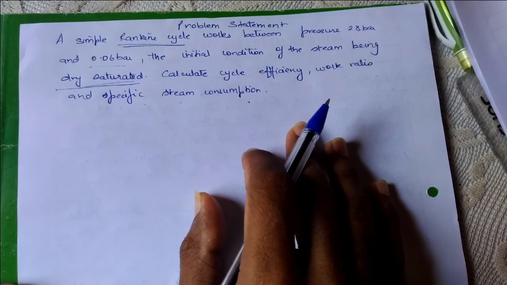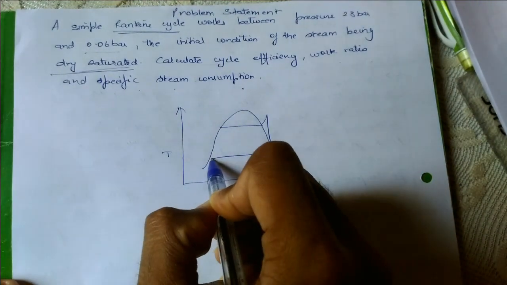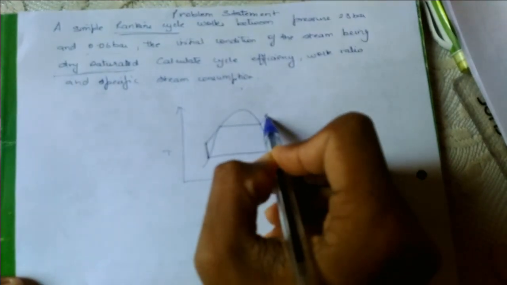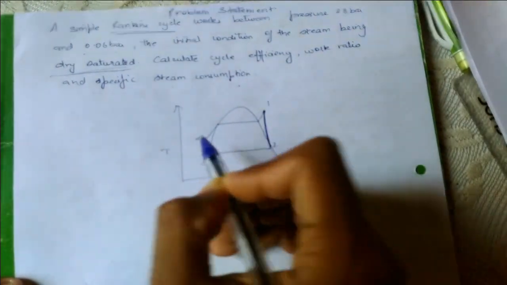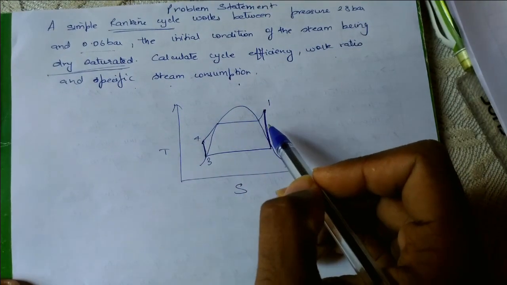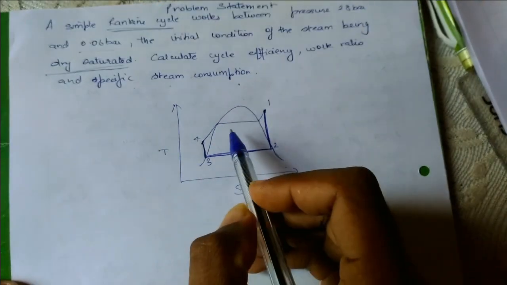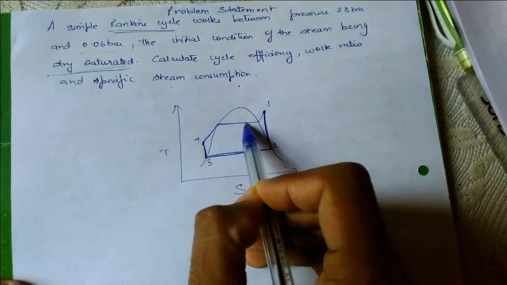So let us revise that our Rankine cycle normally looks something like this. Okay, this is the isentropic process. This is the pump, 1 2 3 4. This is the expansion, isentropic expansion in turbine. This is the condenser. This is the pump, isentropic compression, and this is the heat addition process.